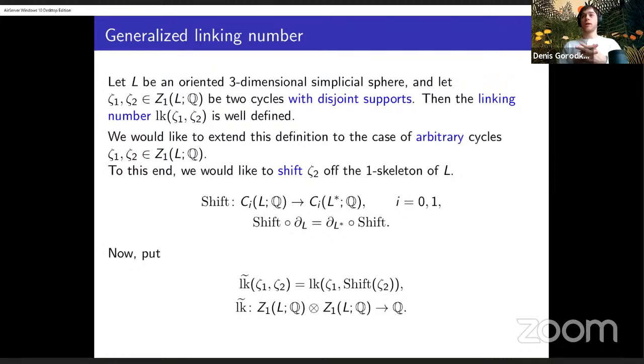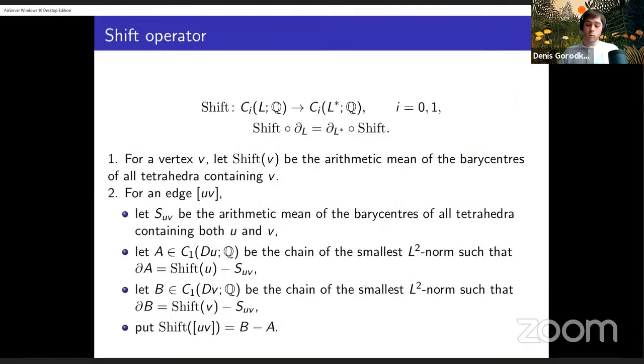Even if you began with an integer cycle, you receive a rational cycle. But this is no problem for the Lincoln number. The Lincoln number can be taken for rational cycles that are not intersected. Now we shift one of those cycles and take just the classical Lincoln number, and you receive this generalized Lincoln number that eats two arbitrary cycles and gives you a rational number. What do we want to do in fact?